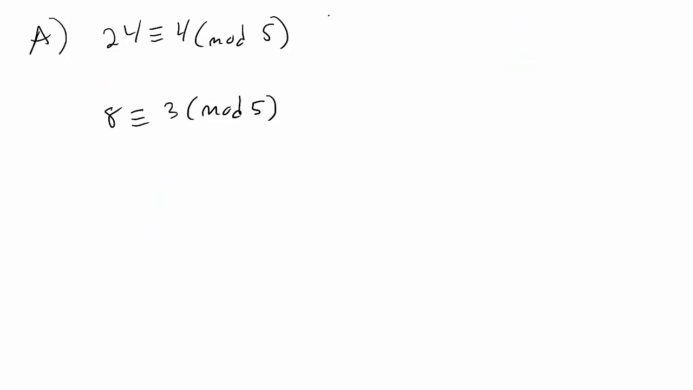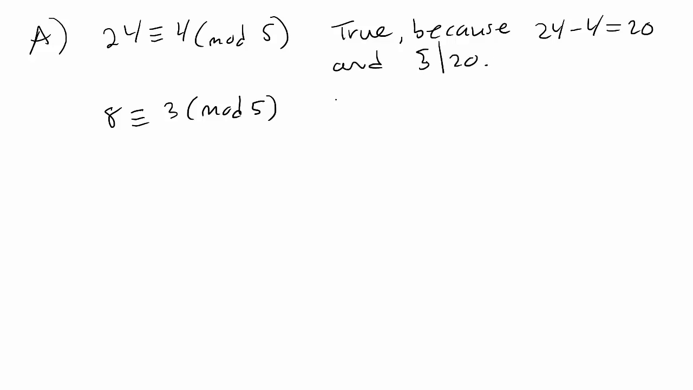So for part A, we have 24 is congruent to 4 mod 5, and we have that 8 is congruent to 3 mod 5. So we're just verifying those. The first one's true, right, because 24 minus 4 equals 20, and 5 divides 20. The second one is true because 8 minus 3 is 5, and 5 divides 5.